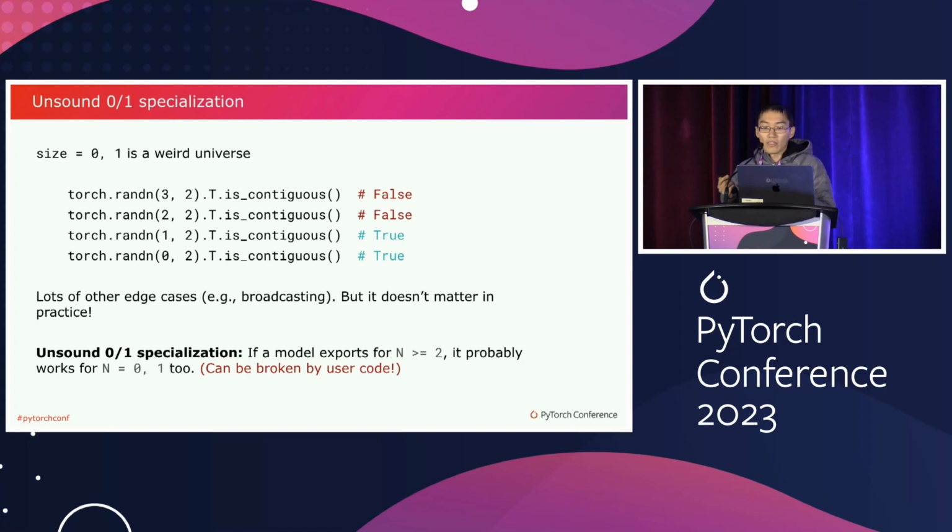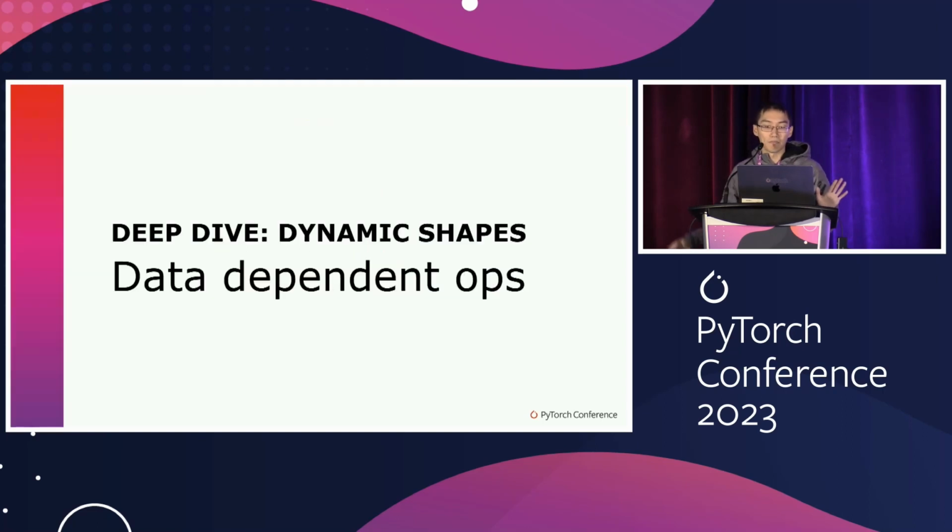It's important to know about this because you can write user code that breaks this property, i.e. just have an if statement that does one thing or something else depending on if the size is 0. If you do have a use case where this does matter, please let us know on GitHub issues. We haven't found a single case where this would actually be a problem.